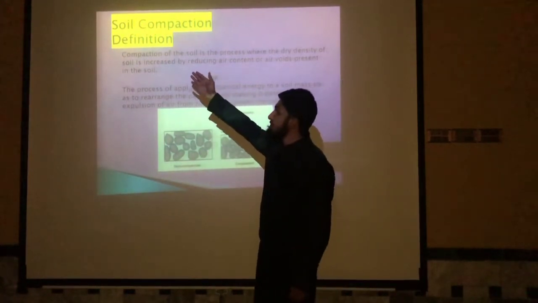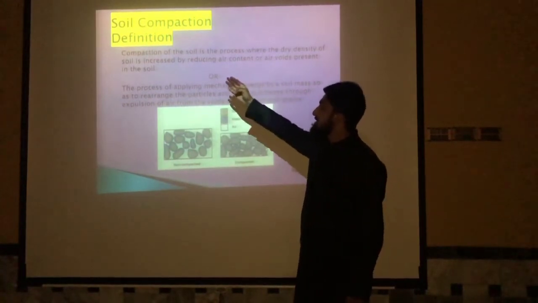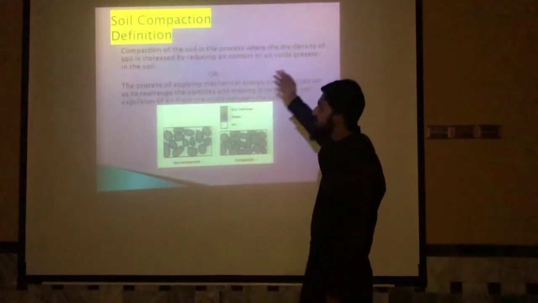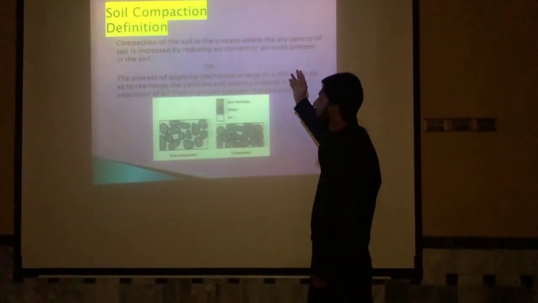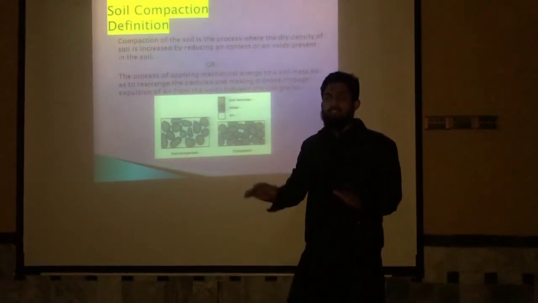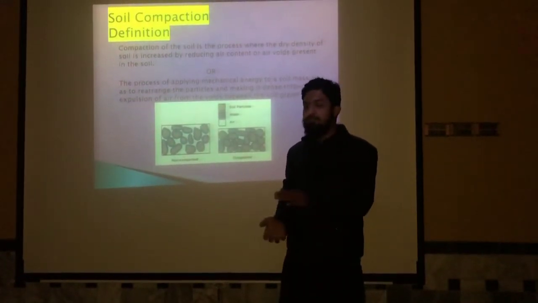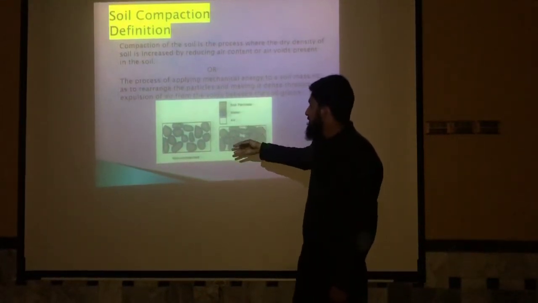First, what is soil compaction? Compaction of soil is the process where the dry density of the soil is increased by reducing the air content or air voids by applying pressure on the soil. Whenever we apply pressure, we reduce the voids in that soil and increase its density.